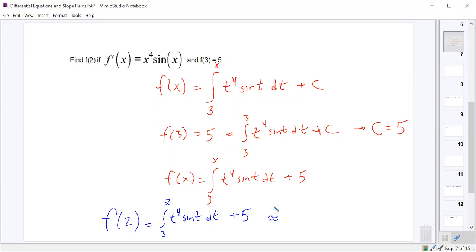And so that's what I'd like you to now do, is have your calculator find the value of the integral from 3 to 2 of t to the 4th sine t dt plus 5 after the integral. And when you type it into your calculator, you'll just make these t's x's. All right, so that's what you're going to do. Grab your graphing calculator and tell me what that value is.